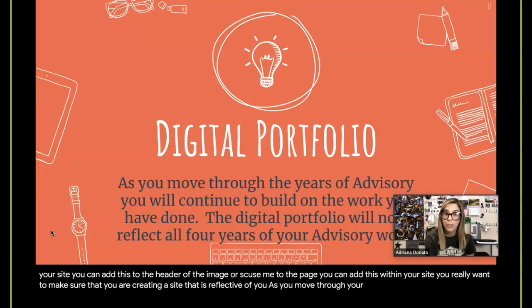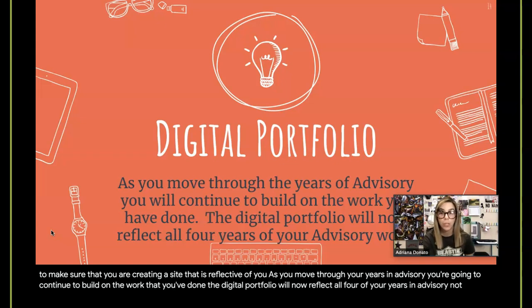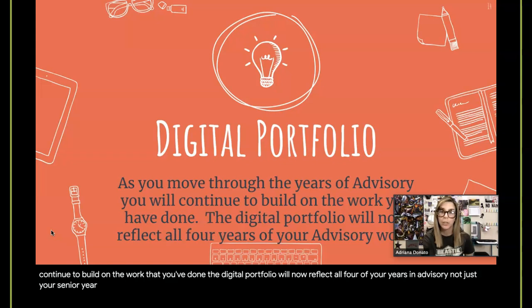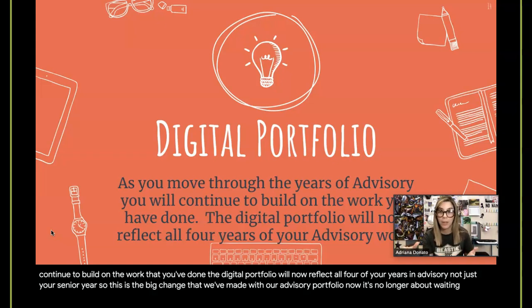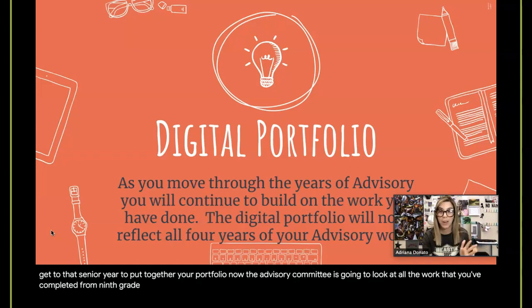As you move through your years in advisory, you're going to continue to build on the work that you've done. The digital portfolio will now reflect all 4 of your years in advisory, not just your senior year. So this is the big change that we've made with our advisory portfolio. Now it's no longer about waiting till you get to that senior year to put together your portfolio. Now the advisory committee is going to look at all the work that you've completed from 9th grade, 10th grade, 11th, and senior year.